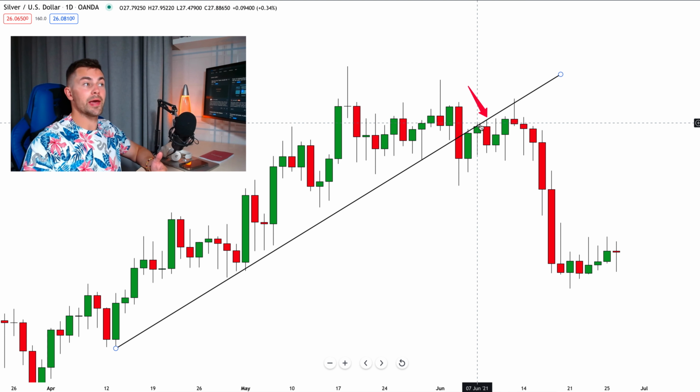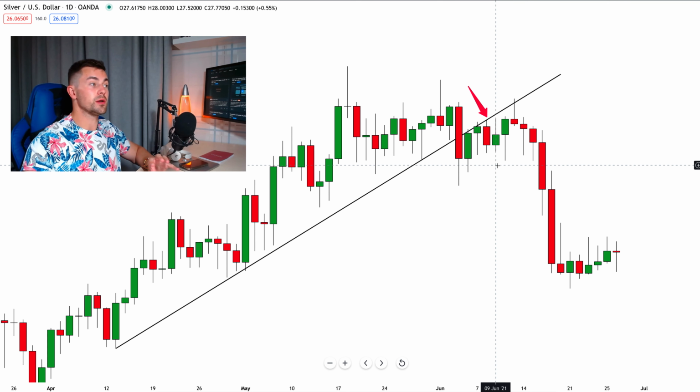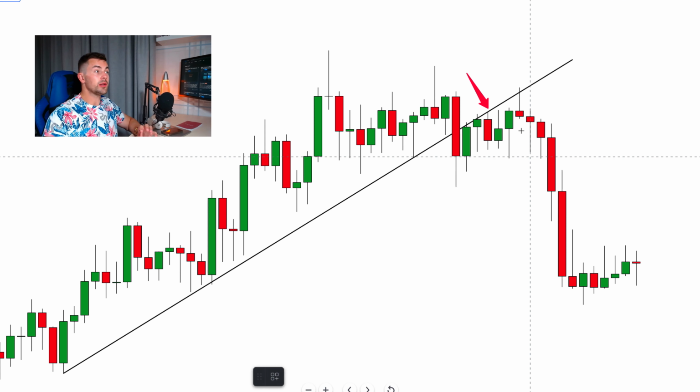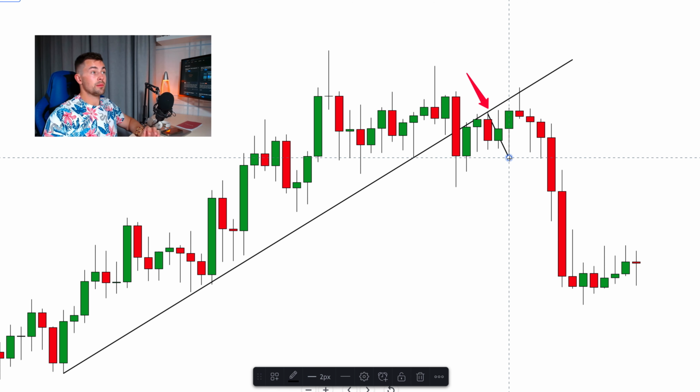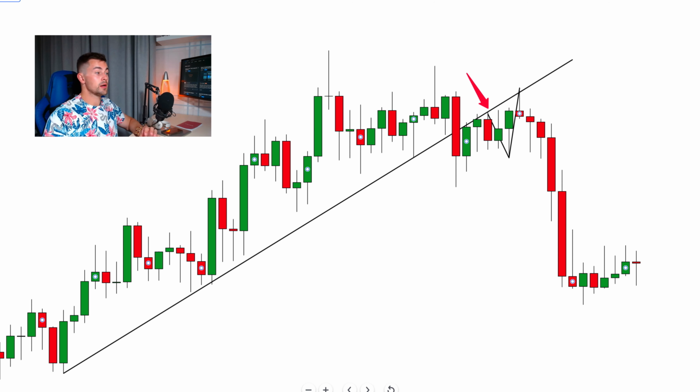And here we had a perfect test of that, yes. And I can imagine how many traders shorted right here, because I was one of them. I saw this test of the trend line and I was expecting a strong bearish movement from this trend line. And what happened next? We actually saw a very nice initial bearish movement, yes. But then you can see that the price retested the trend line again.